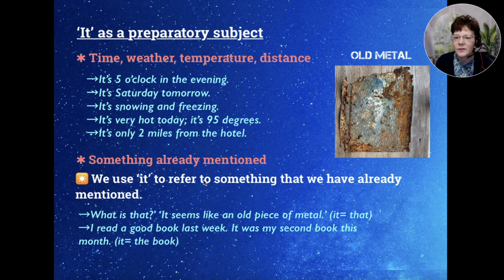Okay, something already mentioned. We use it to refer to something that we have already mentioned. So an example is, what is that? It seems like an old piece of metal. So it refers to that, this demonstrative. And then, I read a good book last week. It was my second book this month. So it here refers to the book. All right.